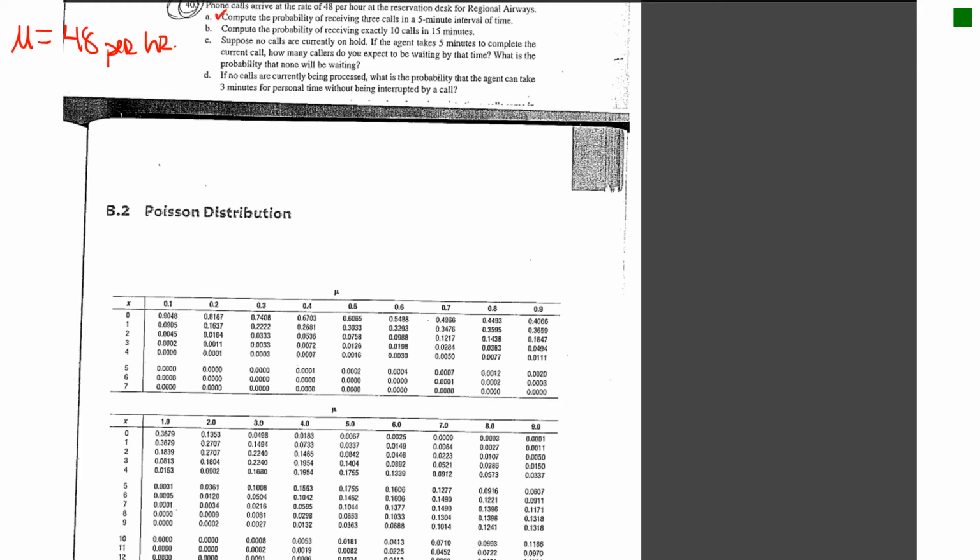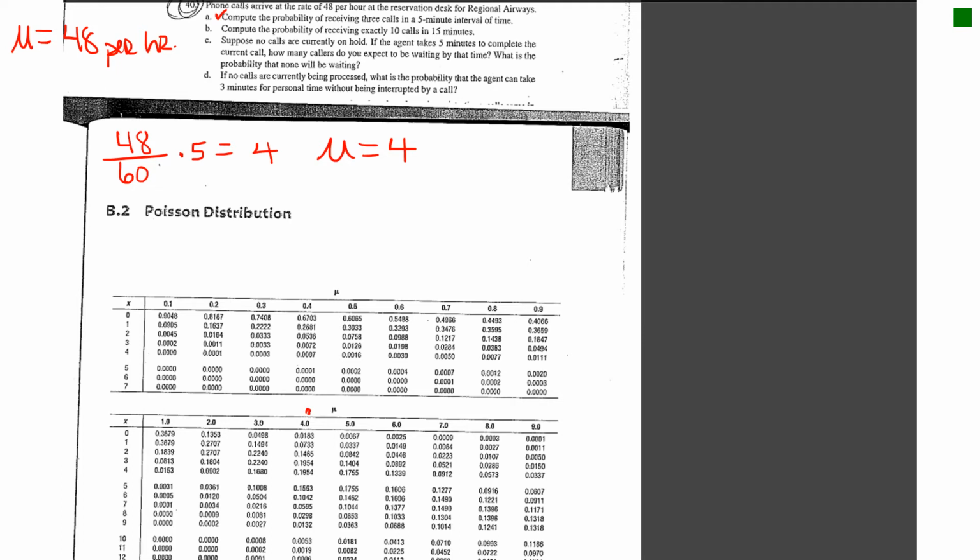But look at part A. It says, compute the probability of receiving 3 calls in 5 minutes, not in 60 minutes. So what I'm going to have to do is take this 48 per 60 minutes, divide by 60, and then multiply that by 5, and I get a value of 4. So I would expect every 5 minutes to get 4 calls. Notice I had to change the base rate because I'm not looking at 60 minutes, I'm looking at 5 minutes. So to answer it, I go down here to my Poisson table.